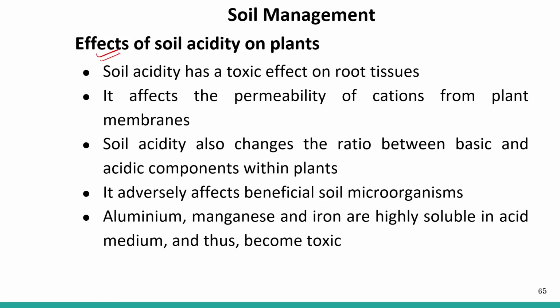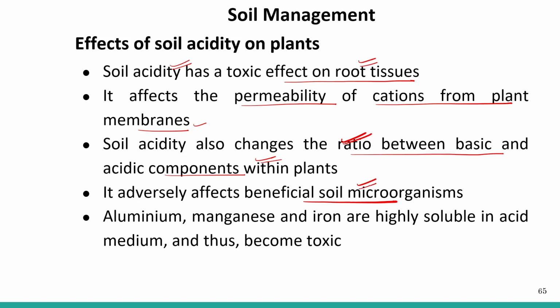Effects of soil acidity on plants. Soil acidity has a toxic effect on the root tissue. It affects the permeability of cations through the plant's membrane. Soil acidity also changes the ratio between the basic and acidic composition within the plant. It adversely affects the beneficial soil microorganisms, which cannot survive in such acidic soil.